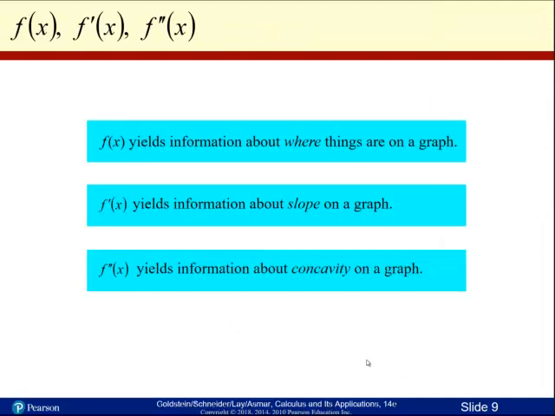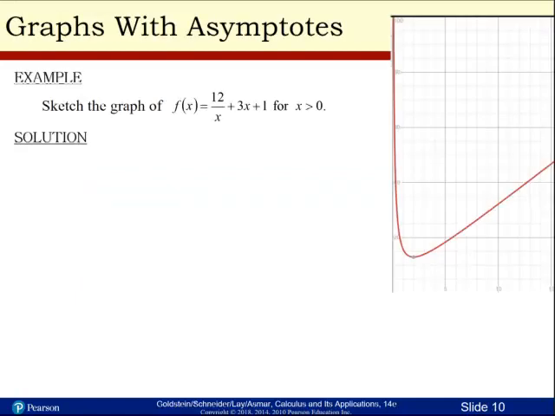So looking at f of x, f prime of x, and f double prime of x: f of x yields information about where things are on a graph. F prime of x yields information about slope on a graph. F double prime of x yields information about concavity on the graph. So let's look at another example. We're going to look at graphs with asymptotes.